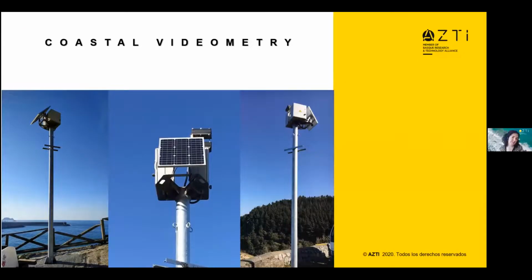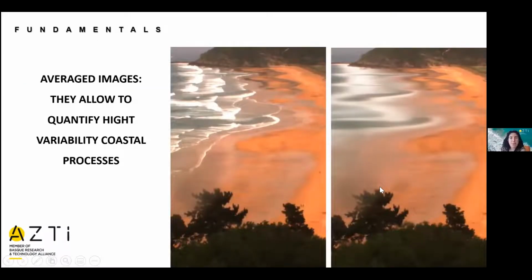And finally, I would like to talk to you also about coastal videometry. This is another remote sensing technology. What videometry is doing is just taking images of the coastline, of the coastal areas, and we have several approaches. If we average the images, the technology allows us to quantify the highly variable coastal processes. You can see a single image on the left and an average image on the right. So we can see the coastline.